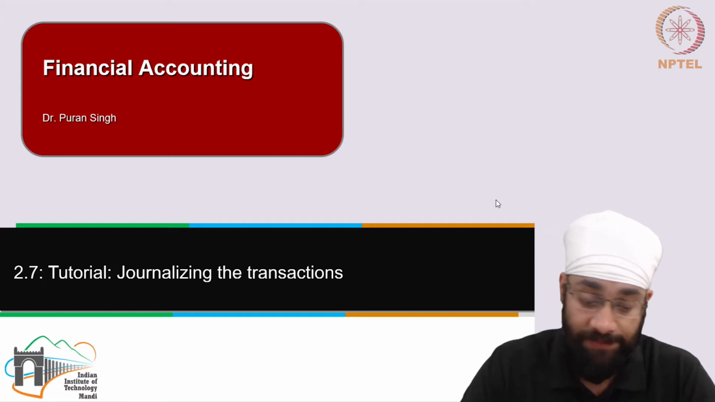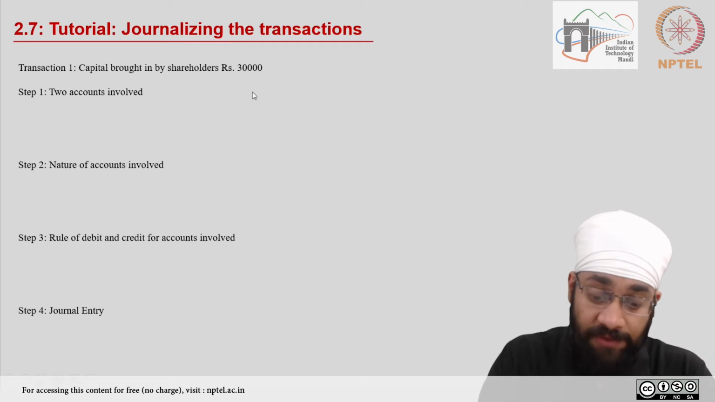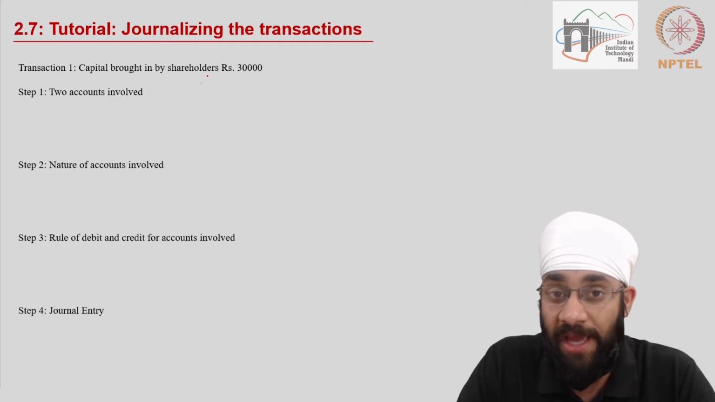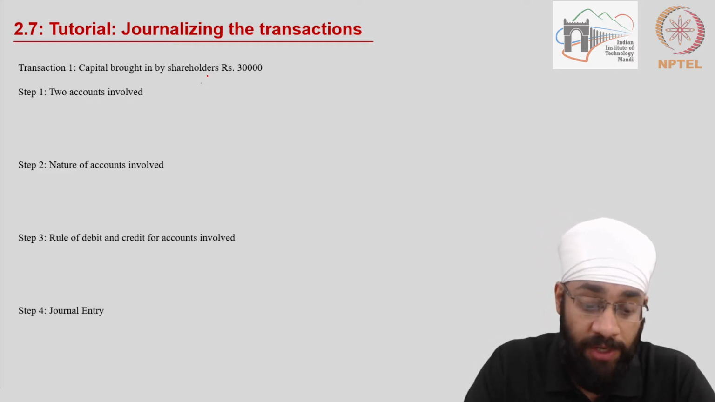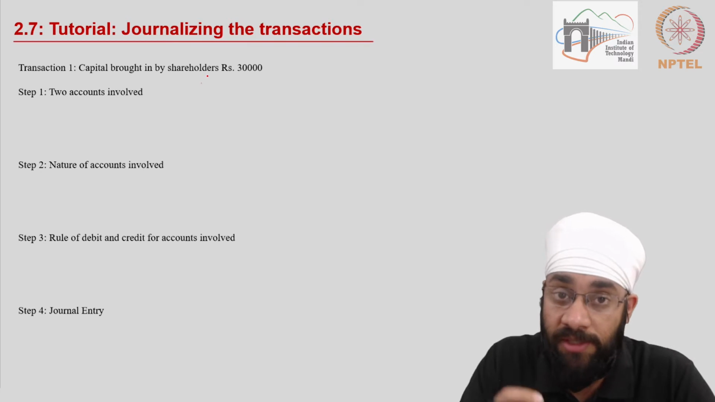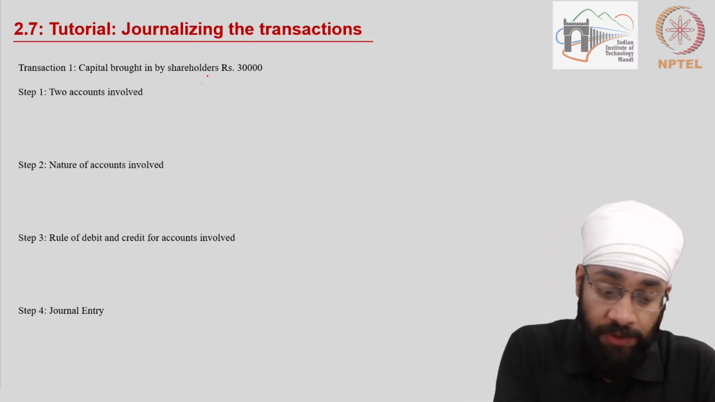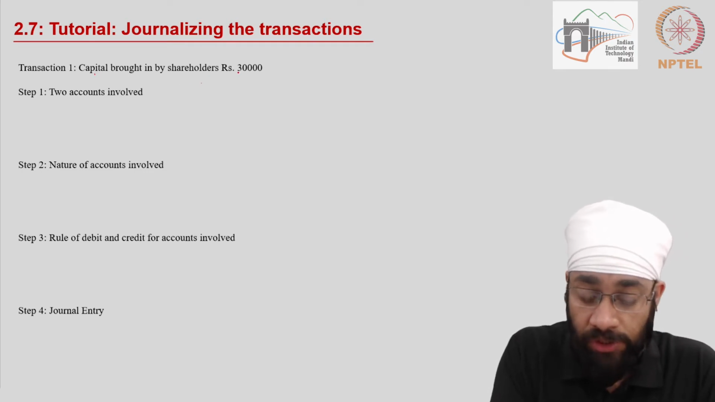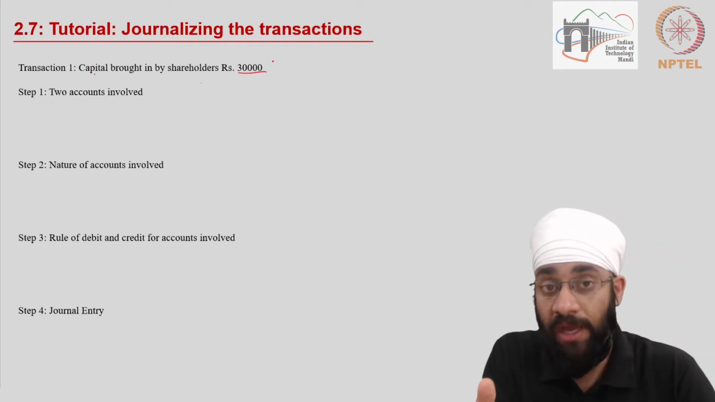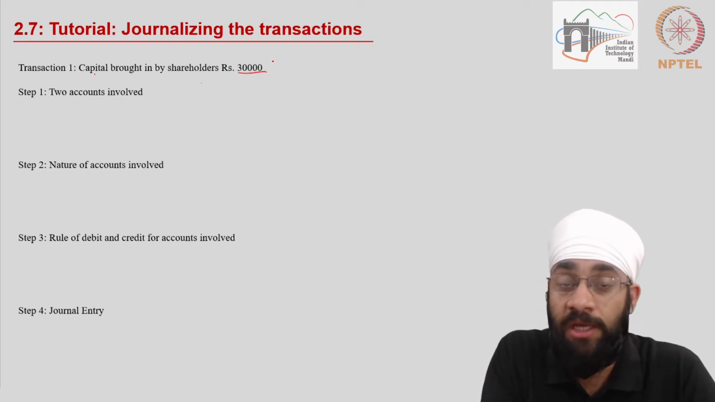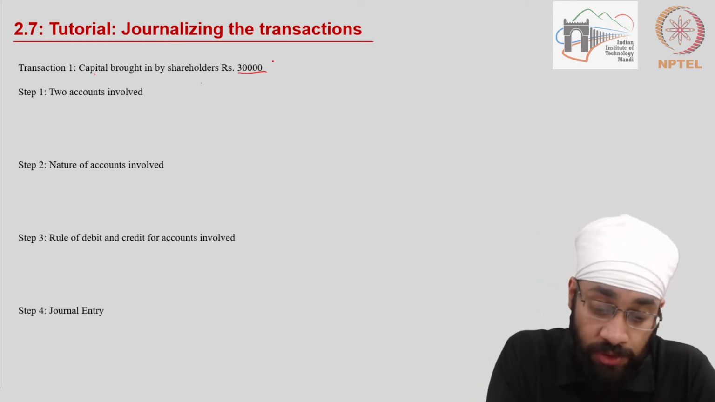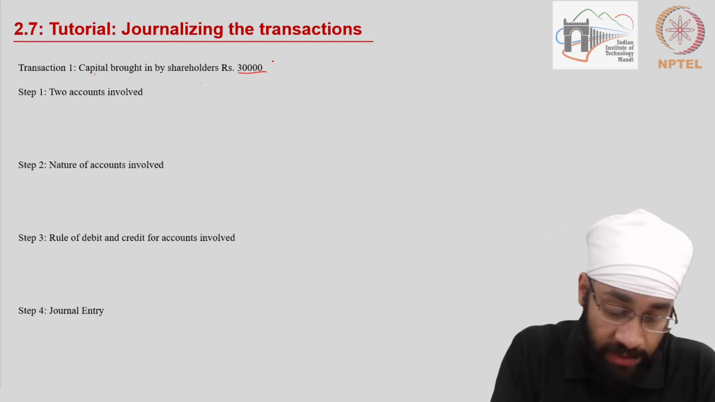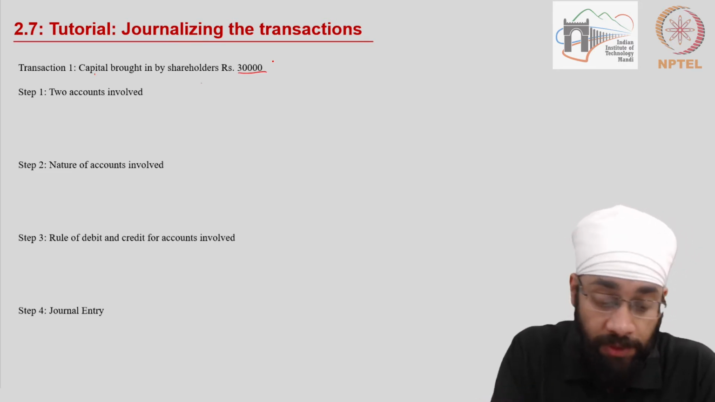Let us get started. So as usual, I have the same format on the slide, but I'm going to skip as many steps as possible so that you also get an idea of how to write the journal entry directly. So the first transaction that we have on the screen is capital brought in by shareholders. This is nothing new. We have looked at similar transactions in the previous videos. So I'm just quickly going to do this, to get you into the groove, and then we'll do more. The other transactions will be done more quickly.